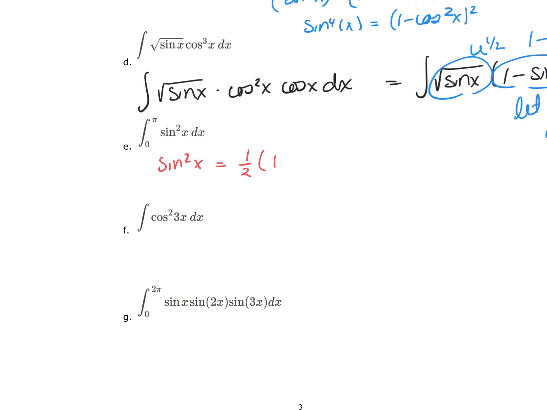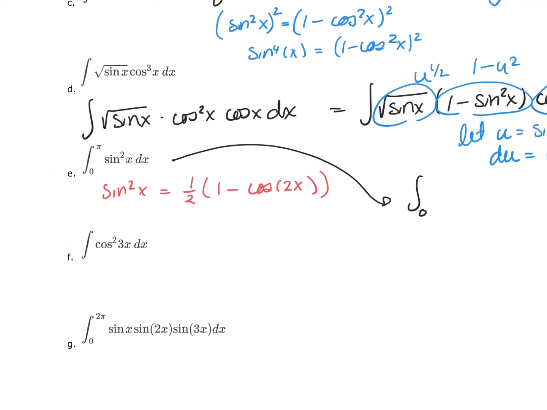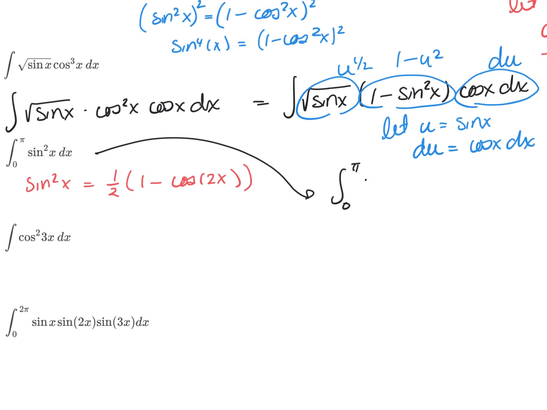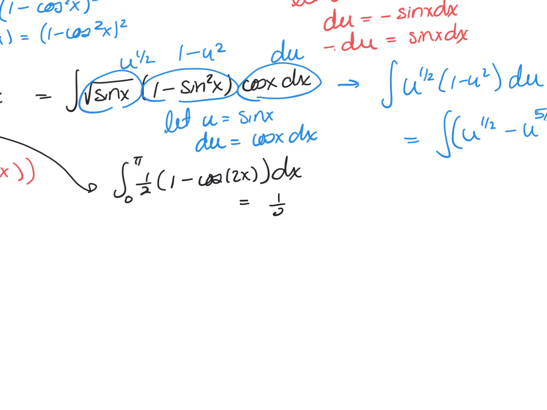Now you can distribute the 1/2 through. I usually don't until the end, minus the cosine of twice your angle. Okay, so then this just becomes the integration from 0 to pi of 1/2, 1 minus the cosine of 2x dx, which is equal to 1/2, I'm going to pull the 1/2 out, from 0 to pi of 1 minus the cosine of 2x dx.